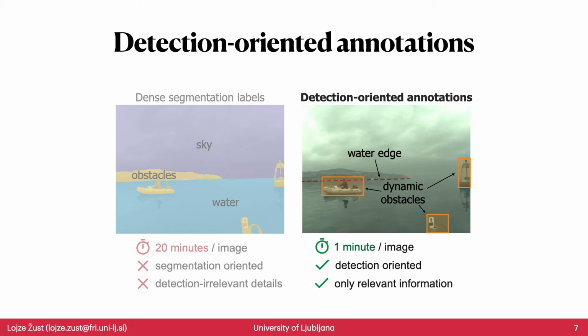Dynamic obstacles are annotated using bounding boxes, and static obstacles are annotated using a water edge line, which denotes the boundary between water and static obstacles. Such annotations are also used by recent obstacle detection benchmarks, and only contain the information relevant for obstacle detection.